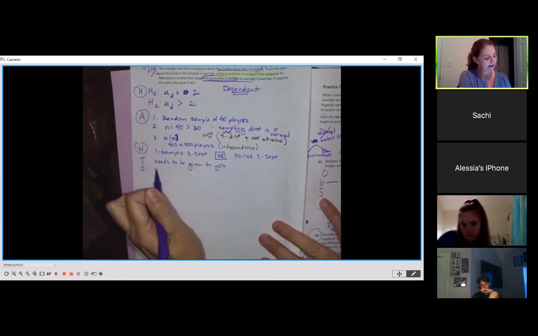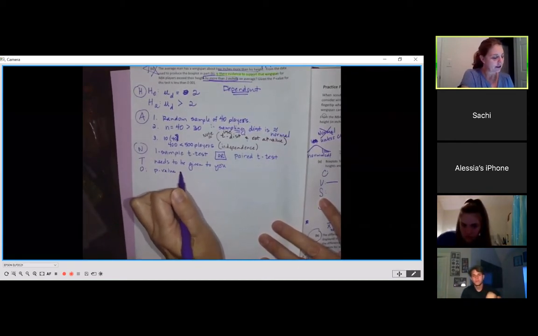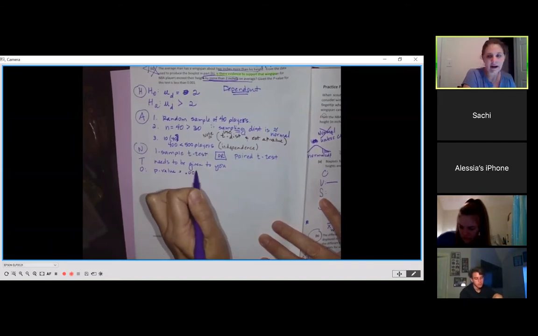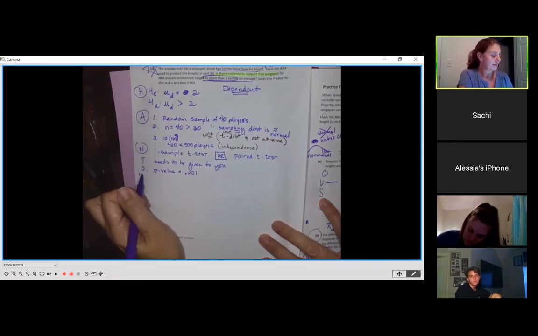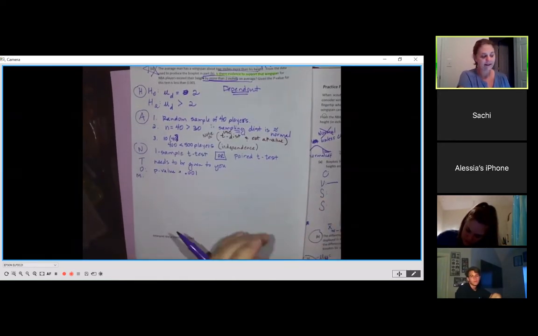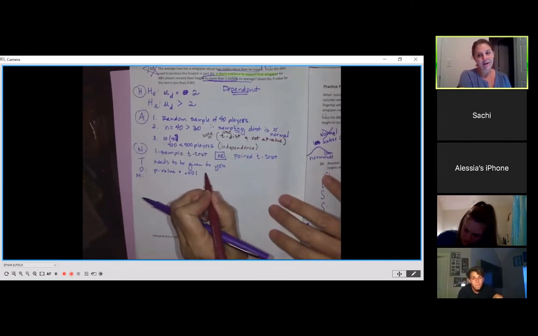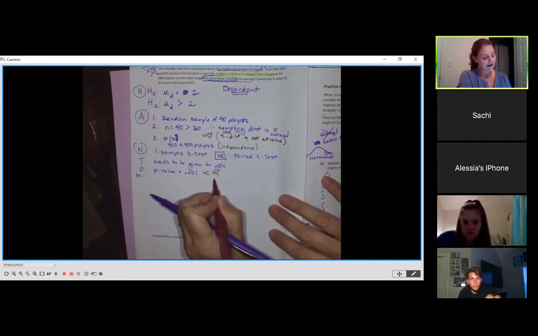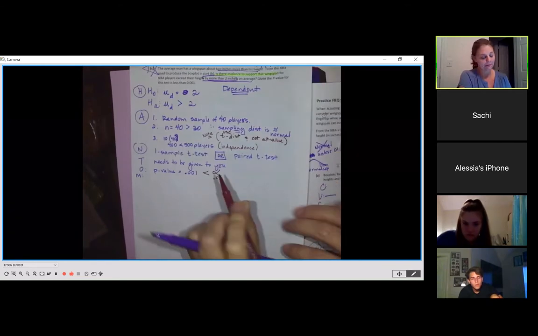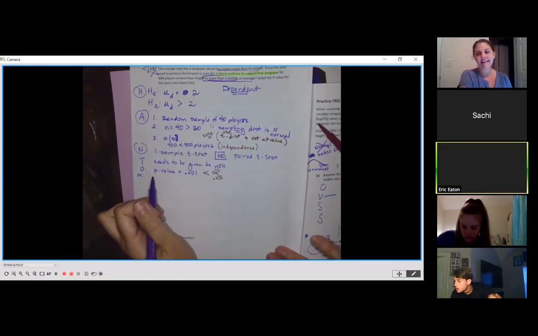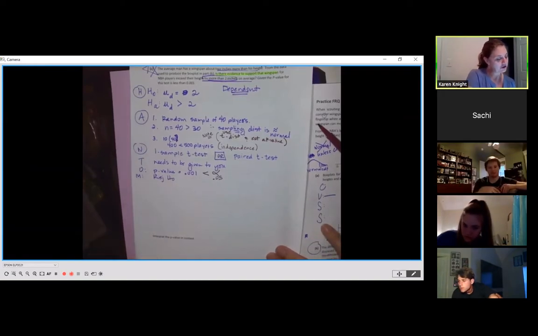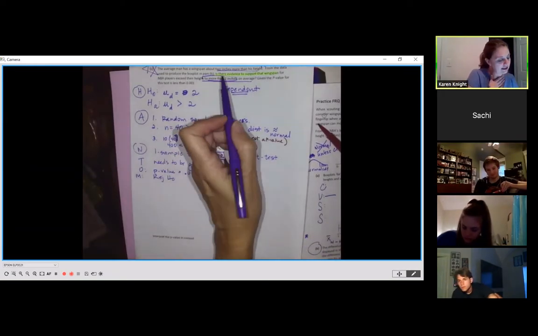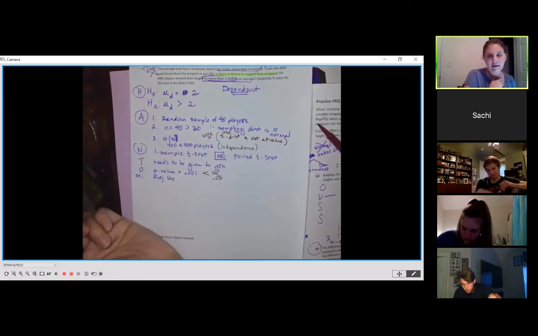O is obtain a p-value, which is 0.001. They gave that to you. Okay, M is make a conclusion. So what's my conclusion? P-value is less than alpha. Alpha is 0.05. What do we do? Reject the null. P is low. You reject the H naught. And then you always want to make sure we answer the question. Is there evidence to support that the wingspan for yada, yada, yada?